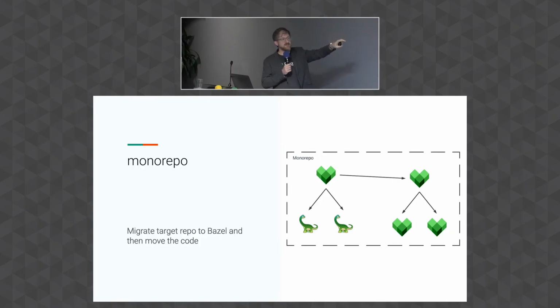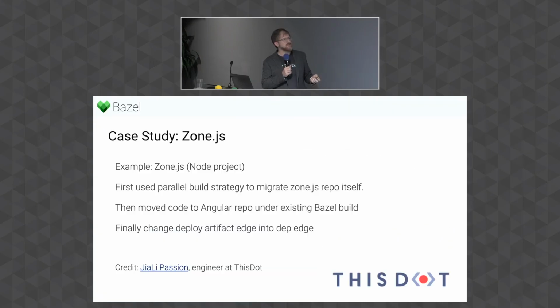So the way we did this, I'll talk about it actually here on this slide. So we did this for Zone.js. This was a separate library that really belonged as part of Angular. We had some pain because we changed it and we didn't see that it was breaking Angular, so they wanted to be continuously integrated together. So the first thing is we migrated the Zone.js repo to Bazel. Then we moved the code to the Angular monorepo.